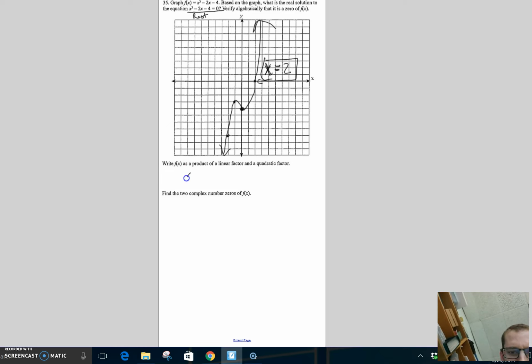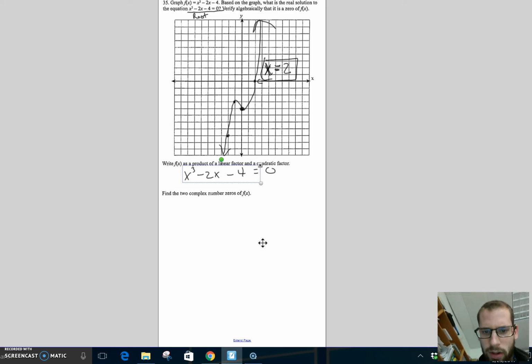So right now I've got x to the third minus 2x minus 4 equals 0. So whenever I am doing something like this, I want to find it as a quadratic and a linear factor. Well, I gotta find what I might have been multiplying. So some x squared term times some x term. I'm gonna have to think this through.